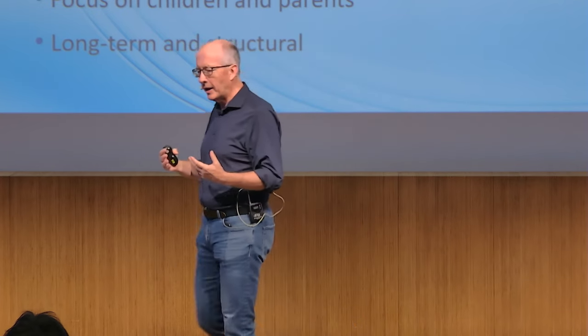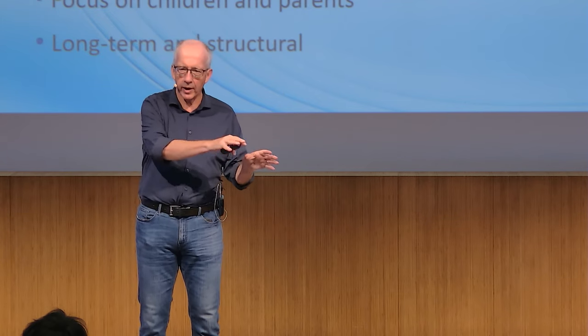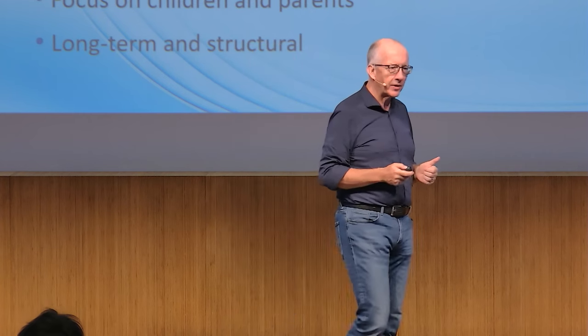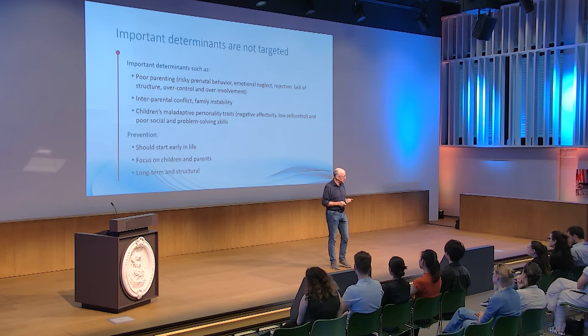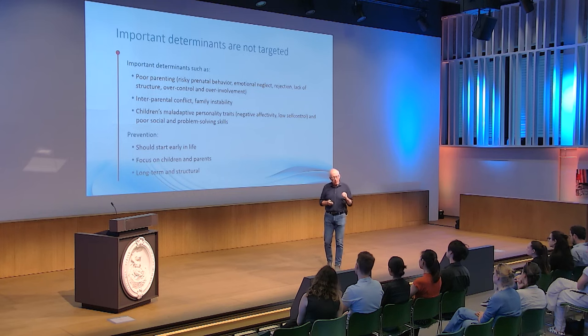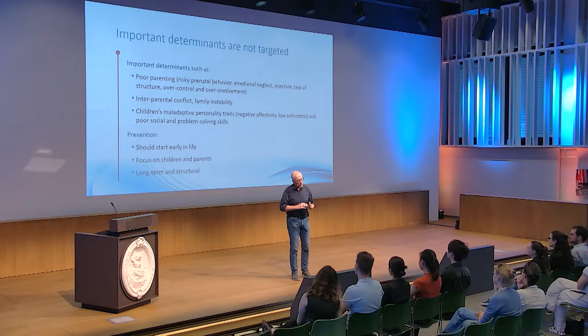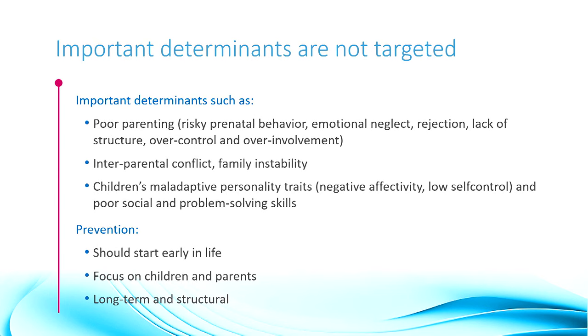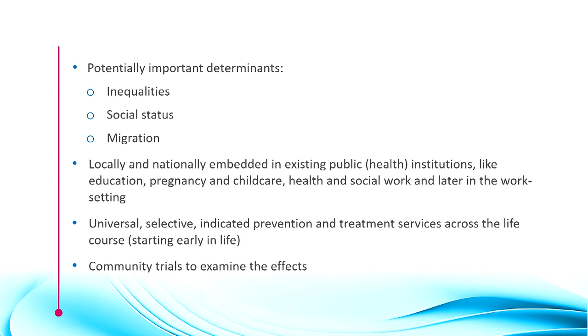Otherwise we are just working in the margins of what you can do on an individual level. But there are also other important determinants that are not targeted in preventive efforts, like poor parenting, interparental conflict. We know that most mental health problems get their basis when children are very young. And focusing on these kinds of problems when children are very young is a very important determinant that has not been targeted enough in preventive efforts. But it's also things about, as I said, inequalities. It's also social status, migration. So you really have to try to embed mental health policies into political issues.